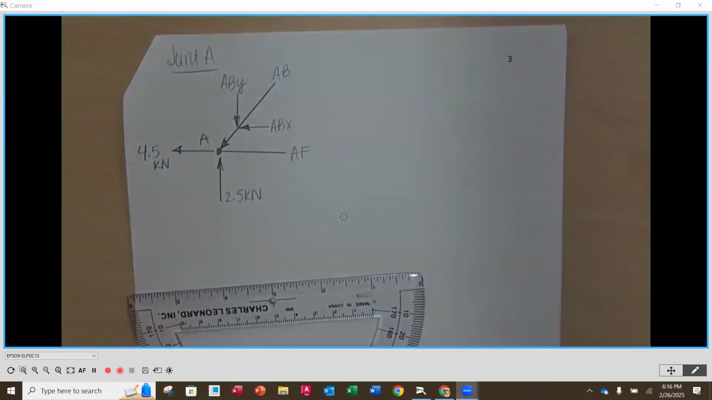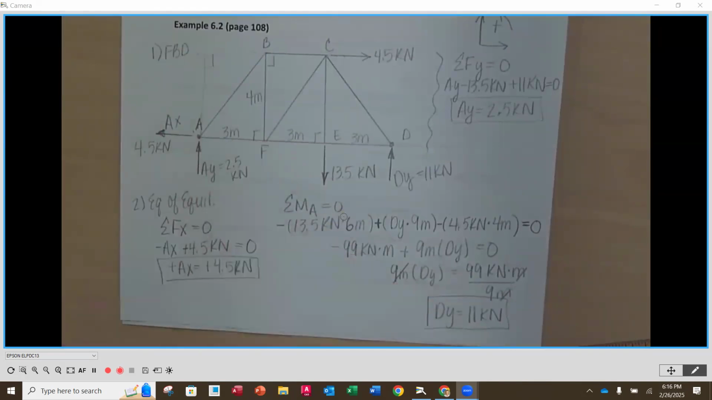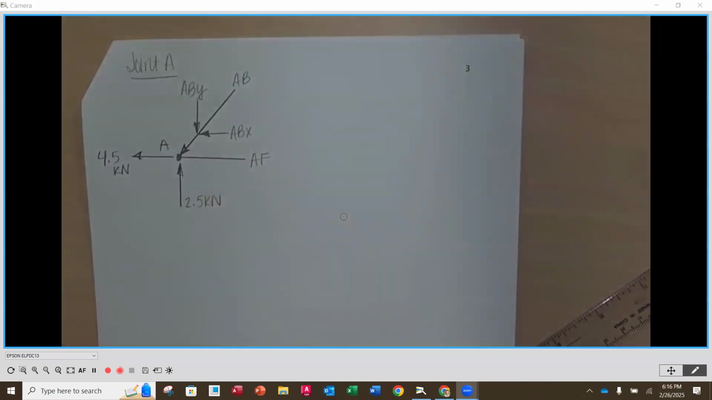If I didn't have these forces at A, like let's say I would have been starting here at F, see how there's nothing to even go on? That's why you want to start your truss where you know something. And that's why where your supports are is the natural place to start, either on one end or the other. So now we have to put a direction for our force AF.